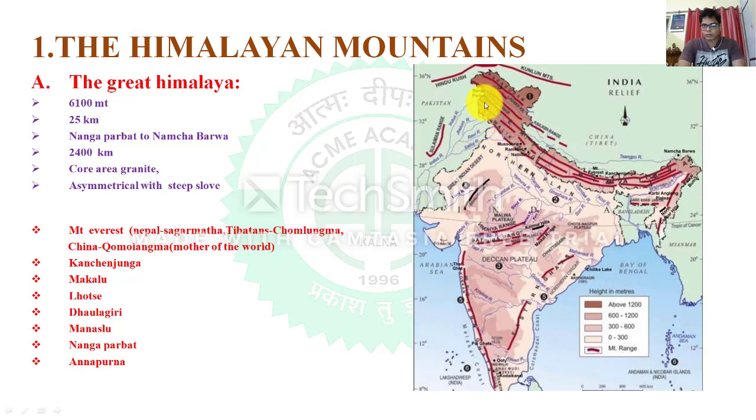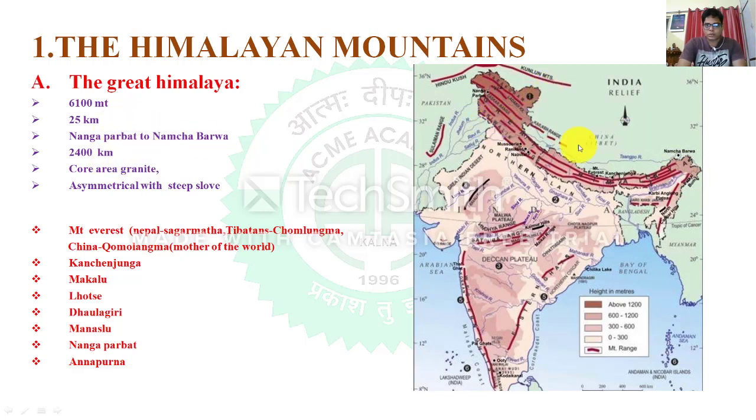If you discuss the west-east extension of the Himalaya, in the western portion is the Nanga Parbat, here you can see the Nanga Parbat. This is the western extension of this mountain, and here you can see the Namcha Barwa, another mountain peak located in China. So these are the western and eastern extensions of this mountain.